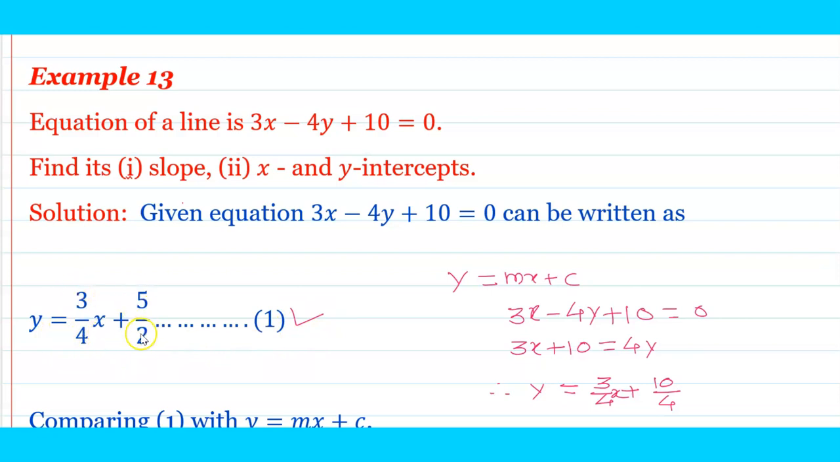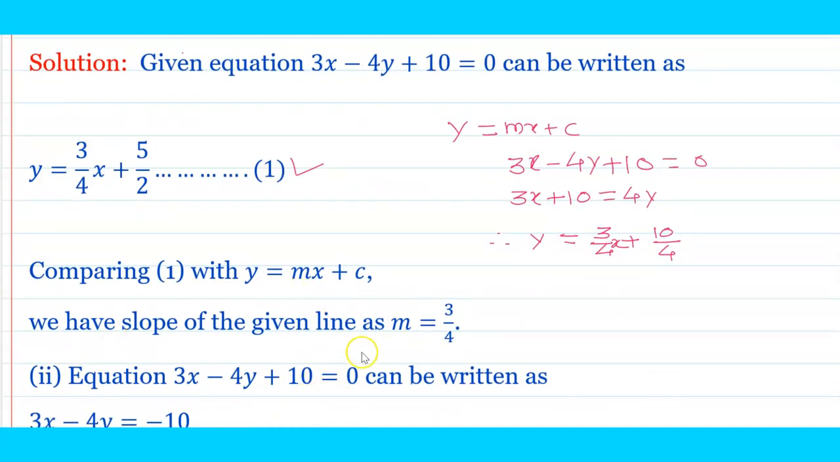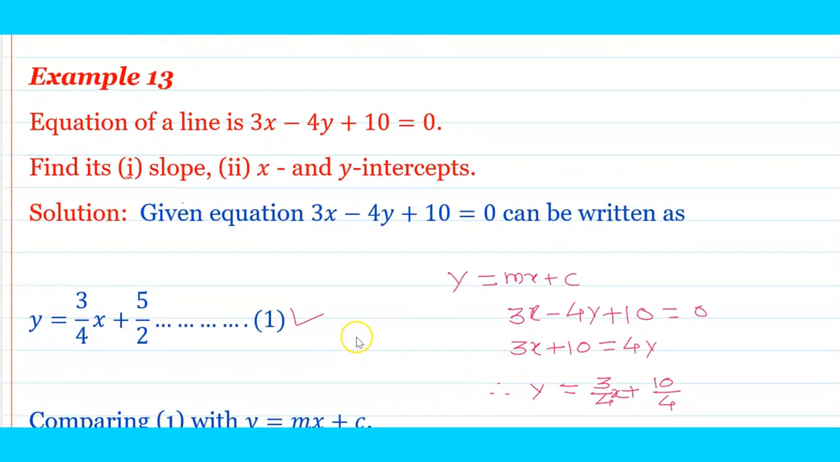Okay, and from this, comparing with y is equal to mx plus c, the slope of the line is 3 by 4. Okay, and next, the x-intercept and the y-intercept.